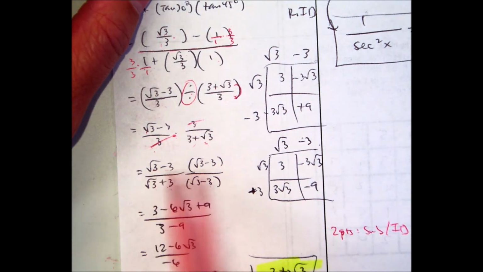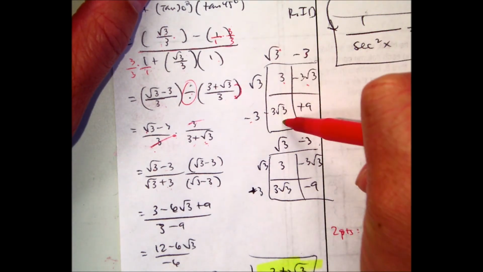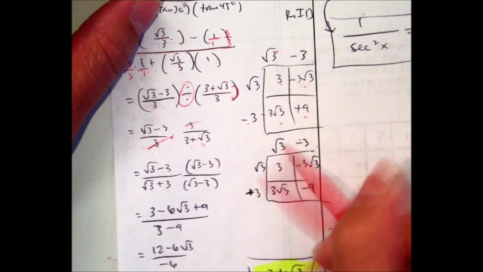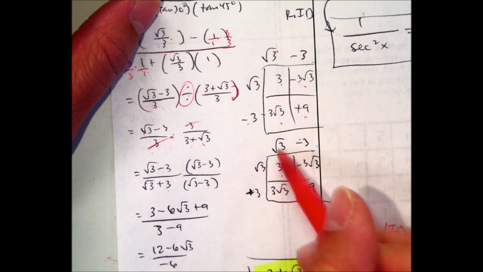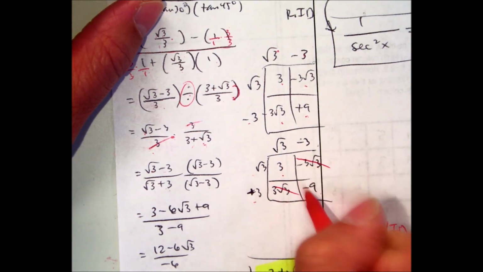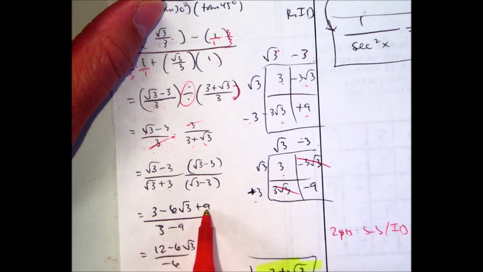When I'm multiplying mine, I get 3, negative radical 3, negative radical 3, positive 9. When I multiply the denominator, I get 3, negative radical 3, positive radical 3, so those will cancel, that's 0, and then negative 9. Add those, I get negative 6. 3 and then positive 9 is 12.